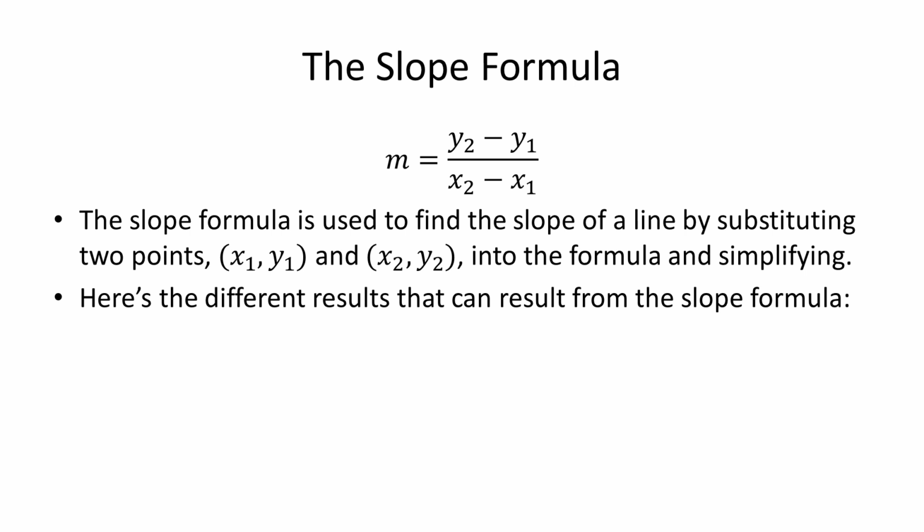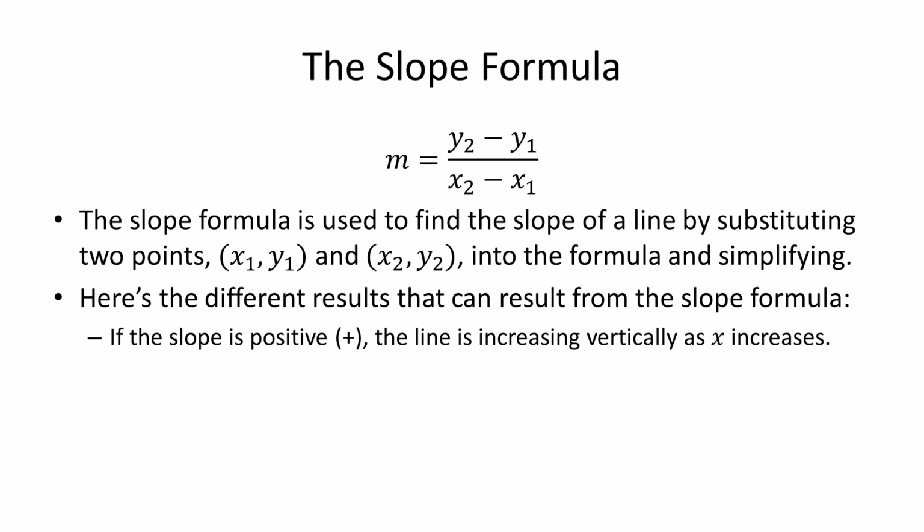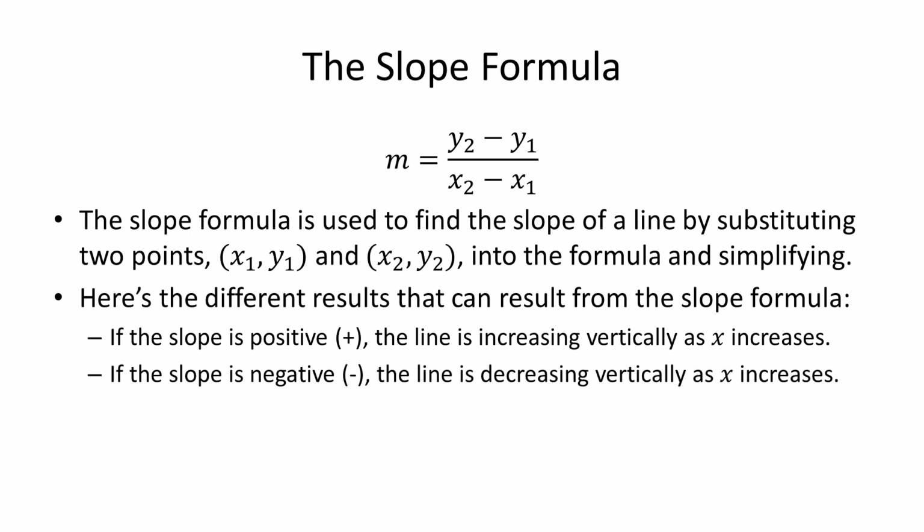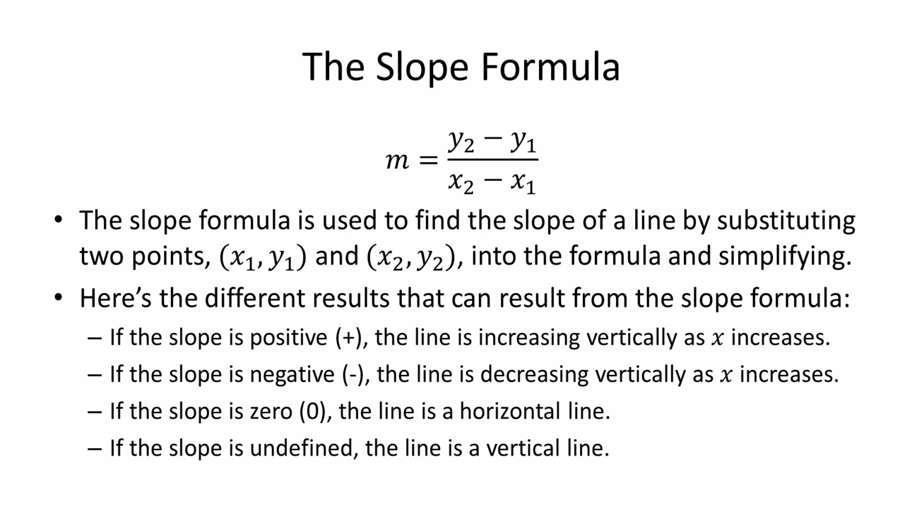Here are the different results that can come from the slope formula. If the slope is positive, the line is increasing vertically as x increases. If the slope is negative, the line is decreasing vertically as x increases. If the slope is 0, the line is a horizontal line. If the slope is undefined, the line is a vertical line.